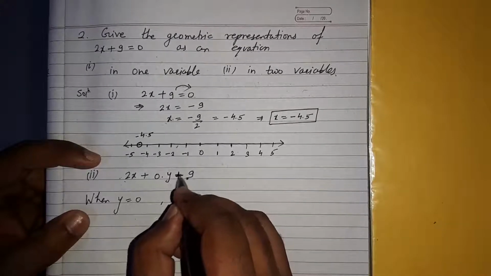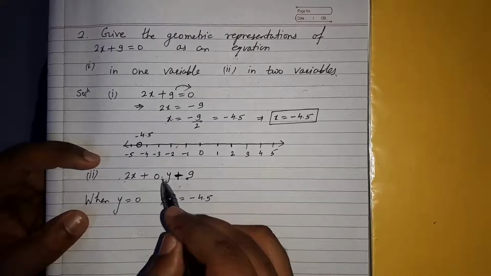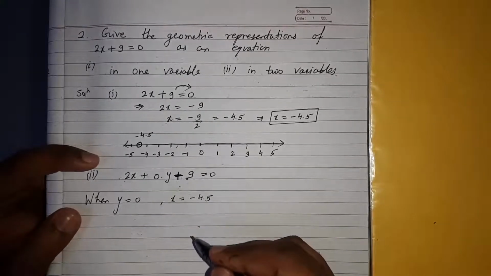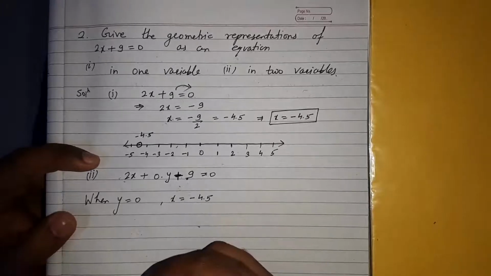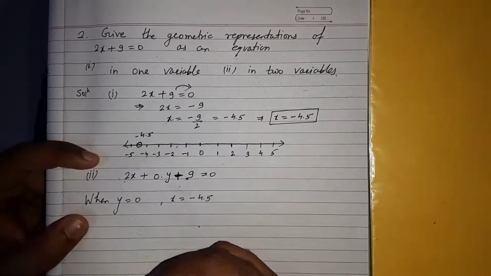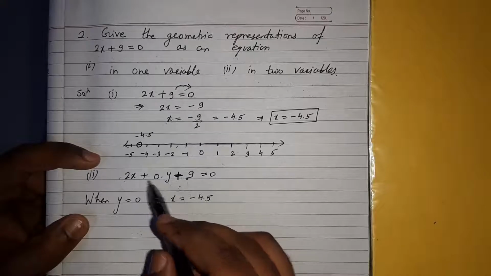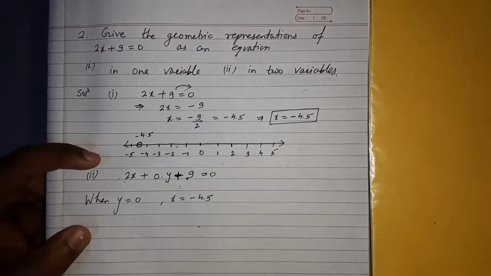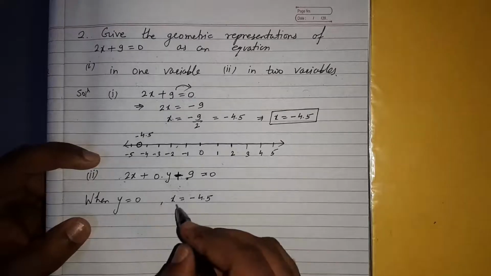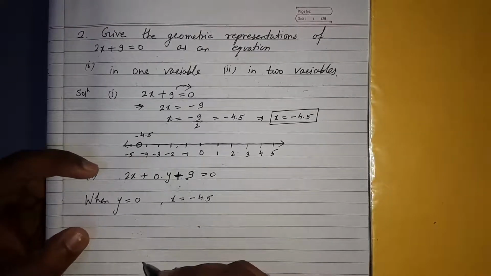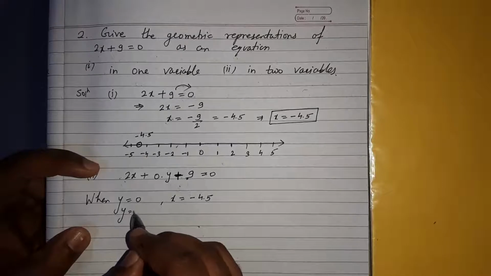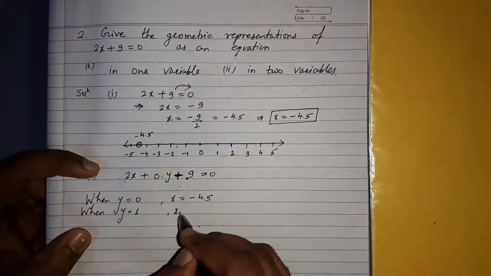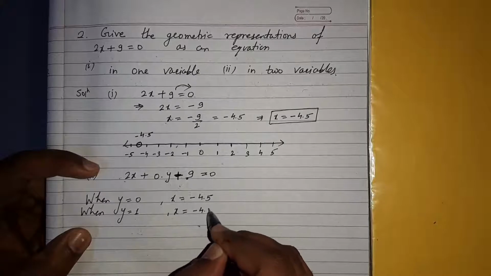By mistake I have written it wrong here. The equation in two variables is 2x plus 0 multiplied by y plus 9 is equal to 0. This is the linear equation in two variables. So when y is equal to 0, the value of x will be minus 4.5. When y is equal to 1, again the value of x we will get is minus 4.5.